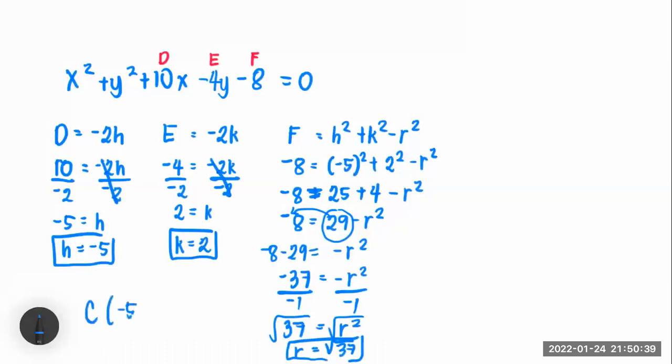So center is negative 5, 2. R is equal to the square root of 37. O ayan ha, 2 ways pa rin para isolve ang ating problem.